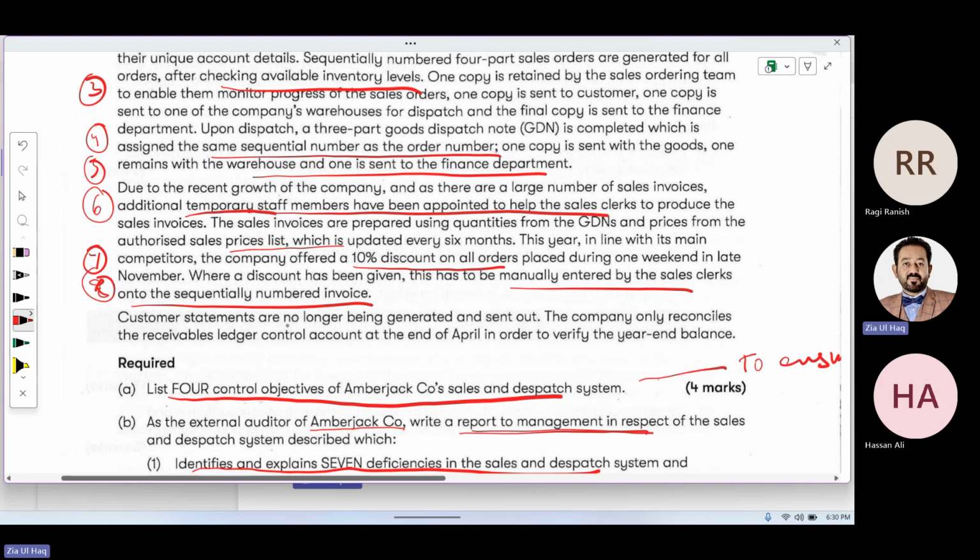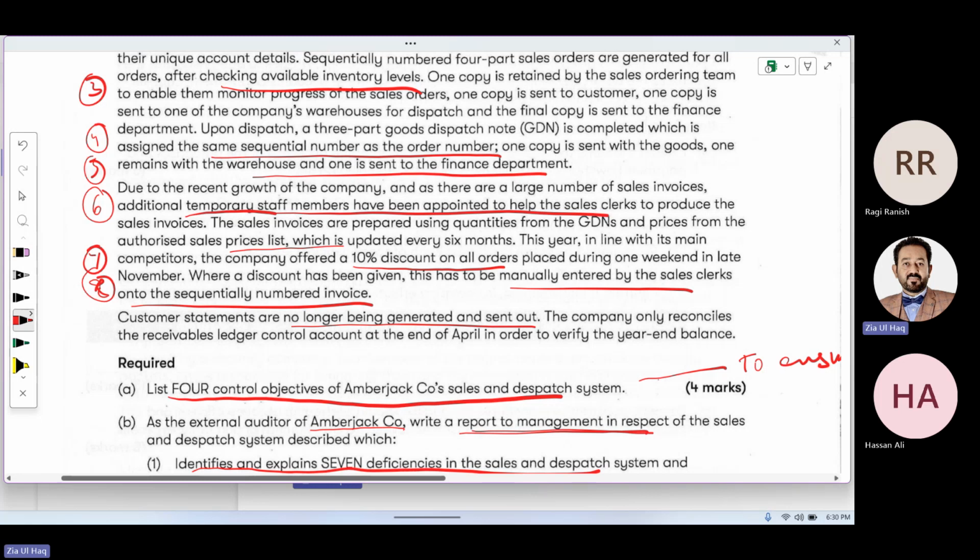Customers' statements are no longer being generated and sent out, mean you are not sending monthly customer statements like your supplier sends to you. So you are the supplier of your customer. You should also send your customer a monthly statement like this was the balance at start of month. During the month, these were the sales, these were the sale returns, these were the payments. So this is your ending balance. But you are not sending the customer their statement.